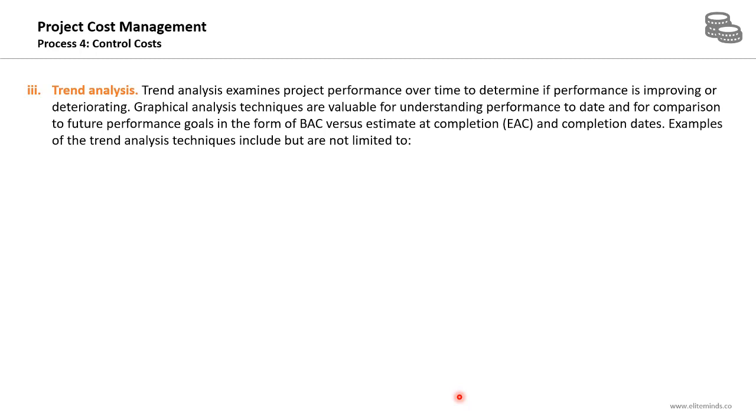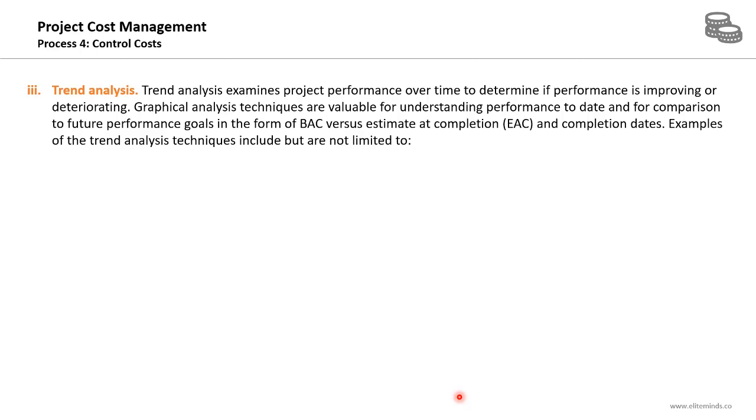Another technique that we can use as part of the control cost process is the trend analysis. Again, it's part of the earned value analysis for doing the forecasts. It examines project performance over time to determine if performance is improving or deteriorating. Graphical analysis techniques are valuable for understanding performance to date and for comparison to future performance goals in the form of budget at completion versus the estimate at completion.